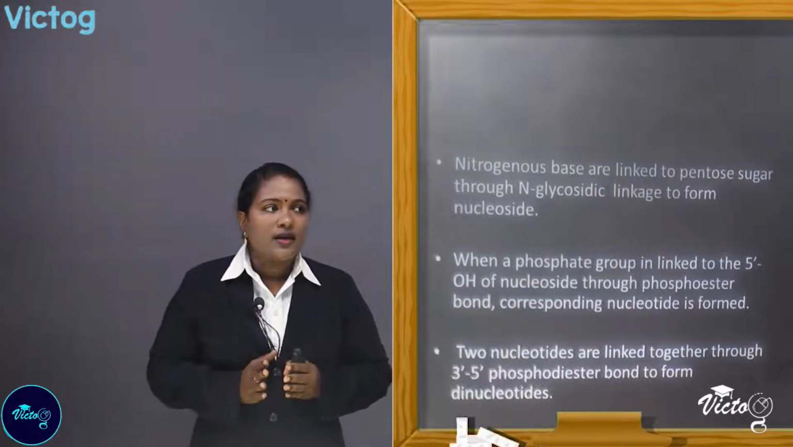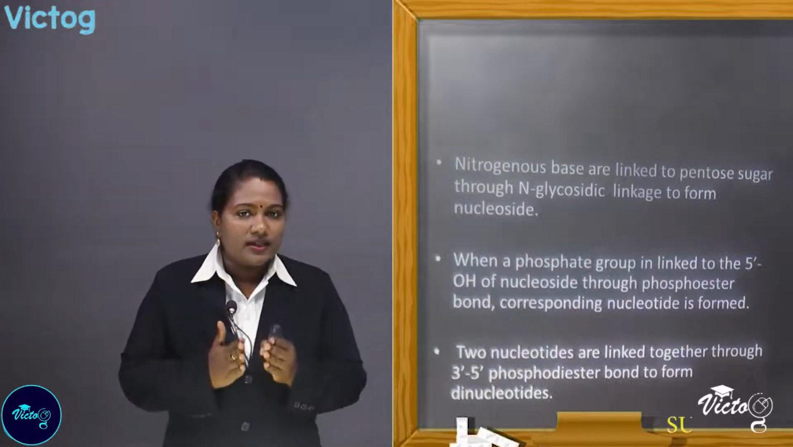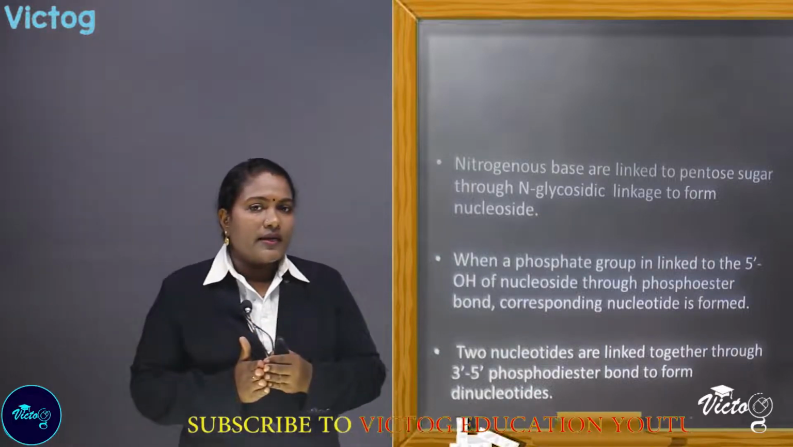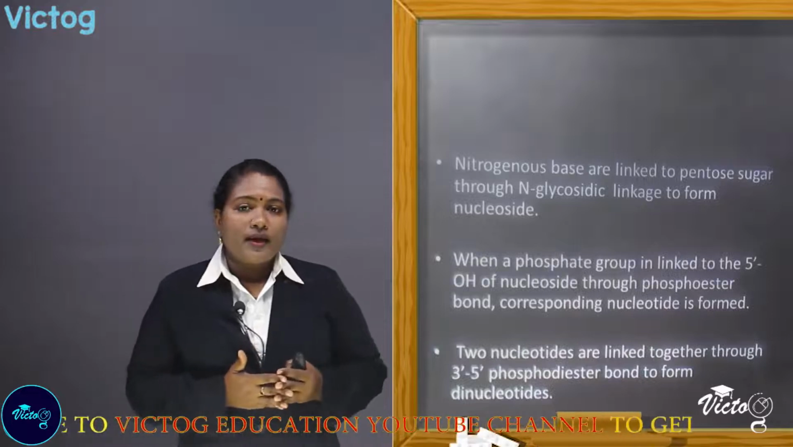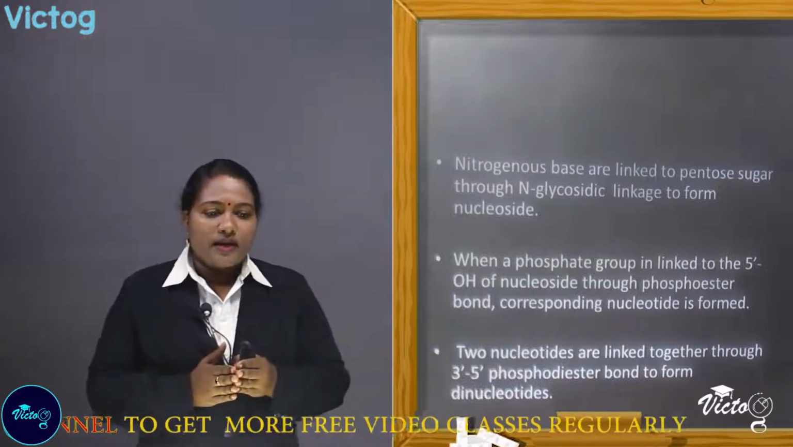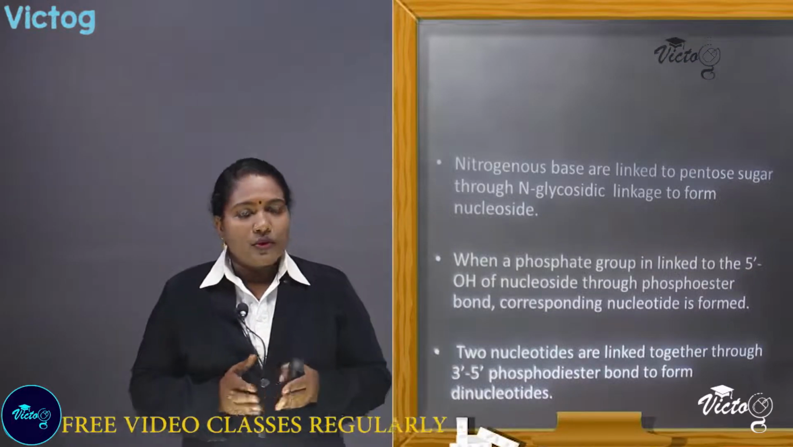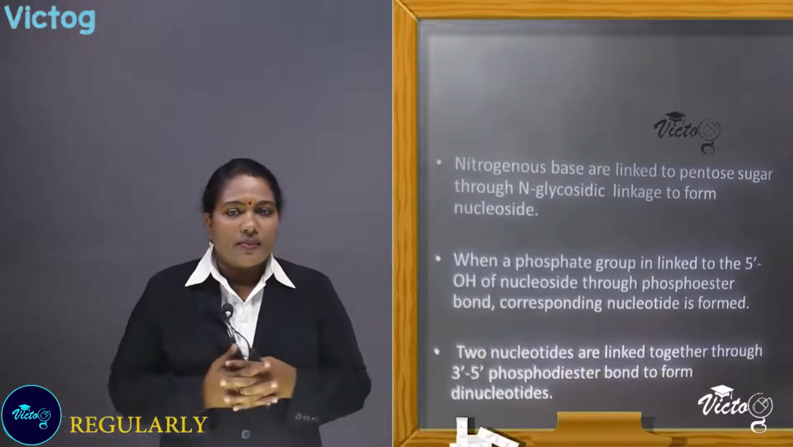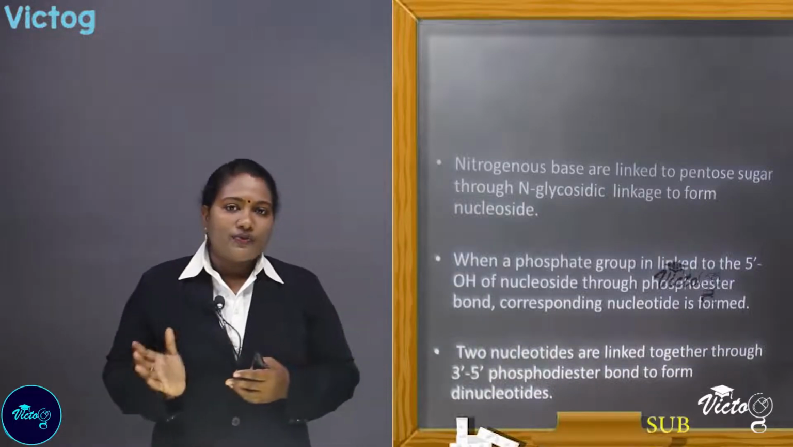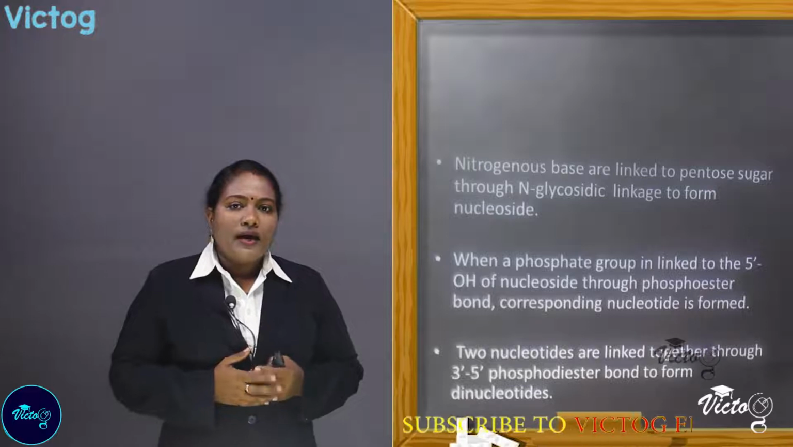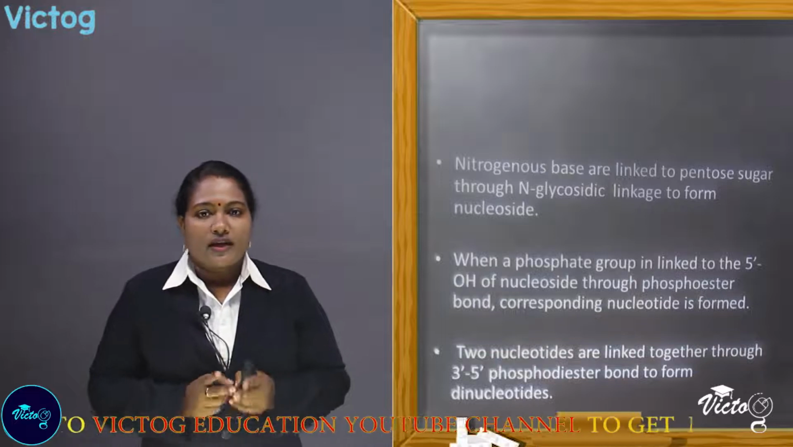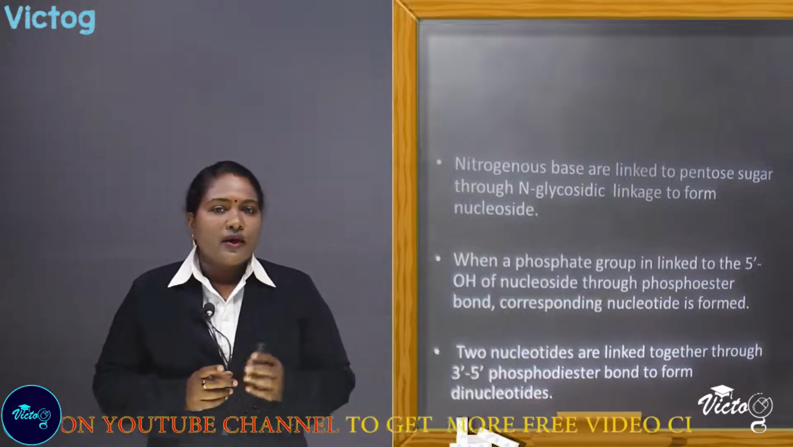So the nitrogenous base is linked to the pentose sugar through an N-glycosidic linkage and forms a nucleoside. Then this nucleoside combines with a phosphate group to form a nucleotide. Polynucleotides are groups of nucleotides; one nucleotide combines with another, and numerous nucleotides are present in a polynucleotide. Two nucleotides combine with a 3'5' phosphodiester bond, forming a dinucleotide, a group of two nucleotides connected by a 3'5' phosphodiester bond.